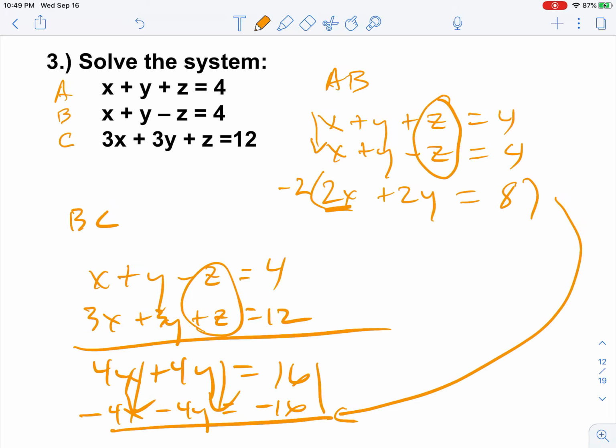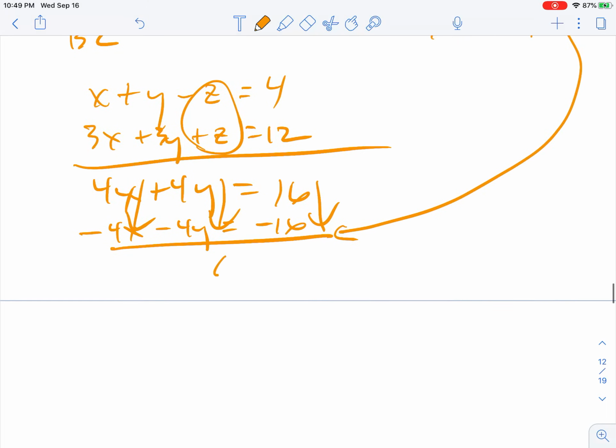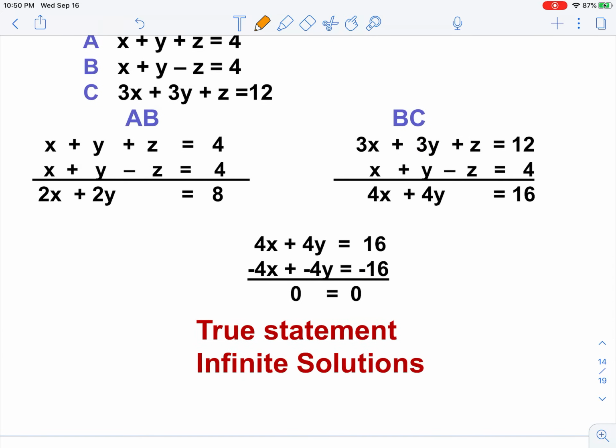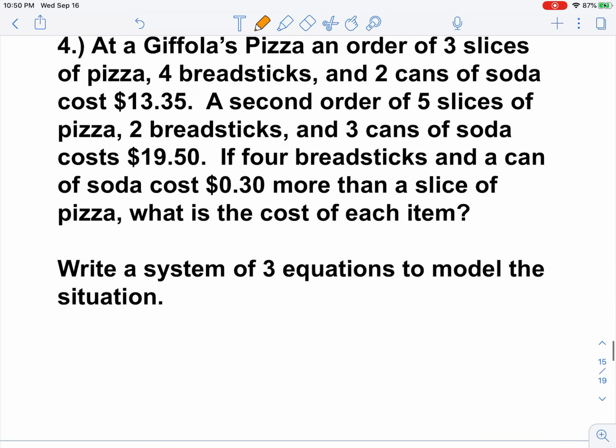What ends up happening is you end up with 0 equaling 0. What does that mean? It means that it's a true statement. And so the first equation is really the second equation is really the third equation. They're all on top of each other in the same space. So what we say is there are infinitely many solutions. And so we end up showing you there.